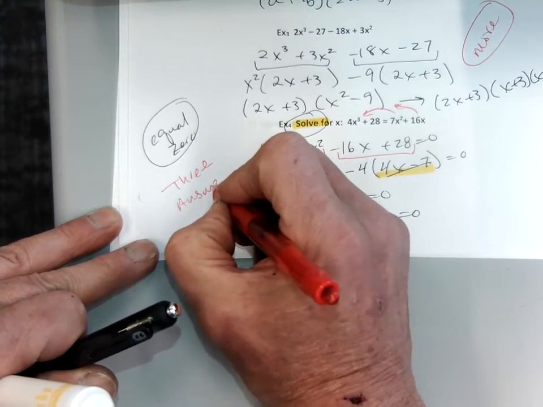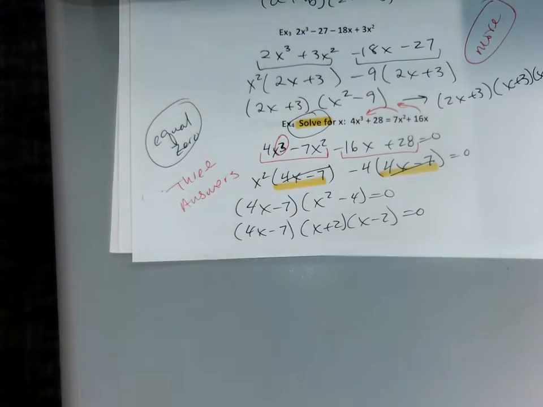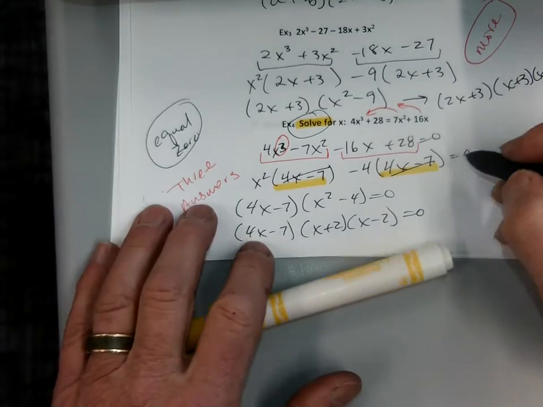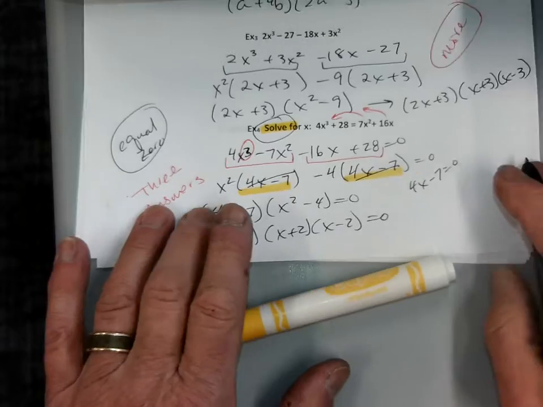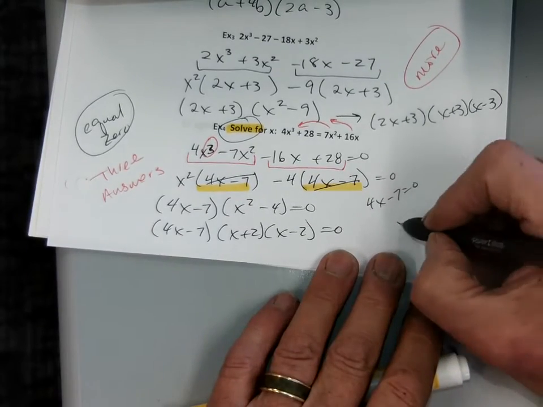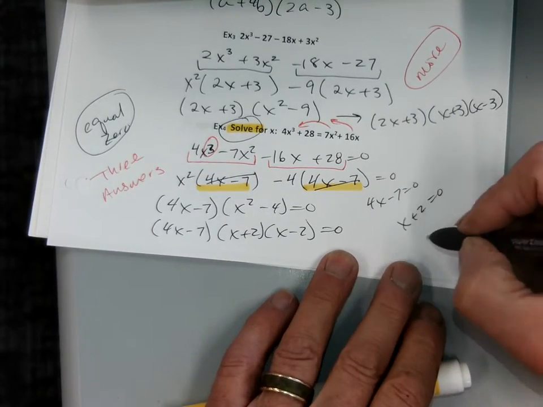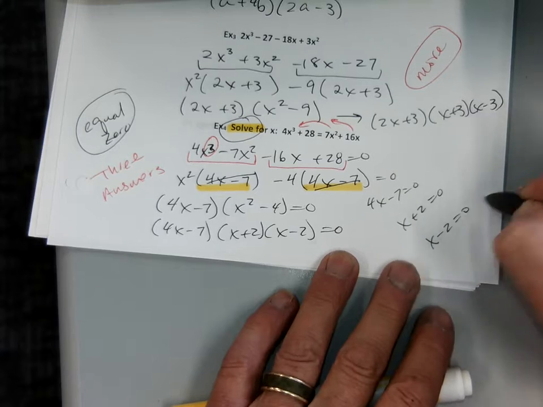Got to get 3 answers because there's an x cubed. Thanks, Scott. I almost lost my x cubed. So, one mini equation is 4x minus 7 equals 0, okay? Another mini equation is x plus 2 equals 0. And another mini equation is x minus 2 equals 0, okay?